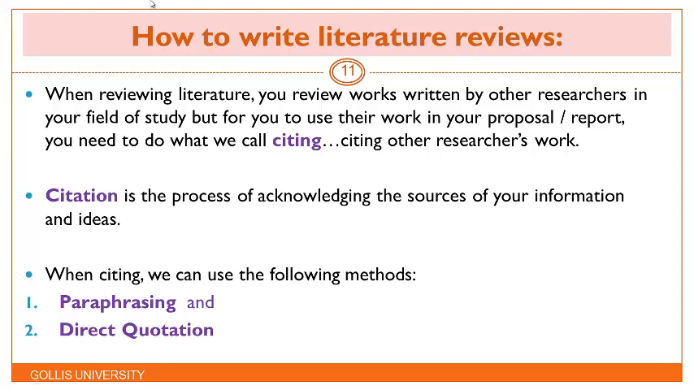When you are reviewing literature, you review works written by other researchers in your field of study. But for you to use their work in your proposal or in your research, you need to do what we call citing, citing other researchers' work. Citation, we define it as the process of acknowledging the source of your information and ideas. This helps us avoid what we call plagiarism in research.